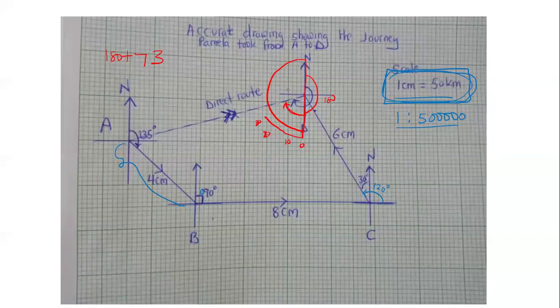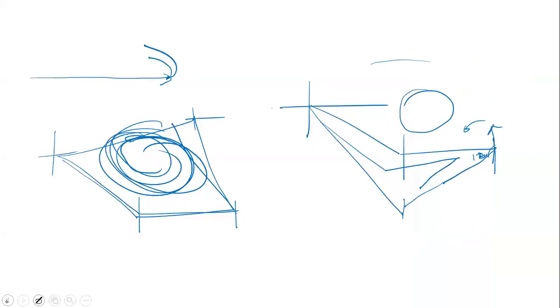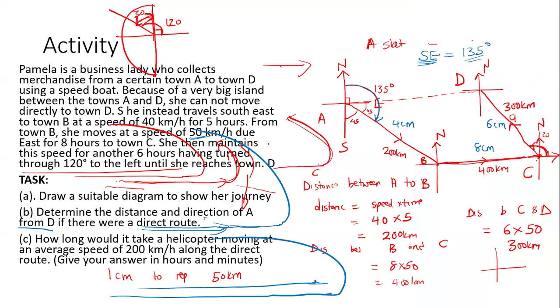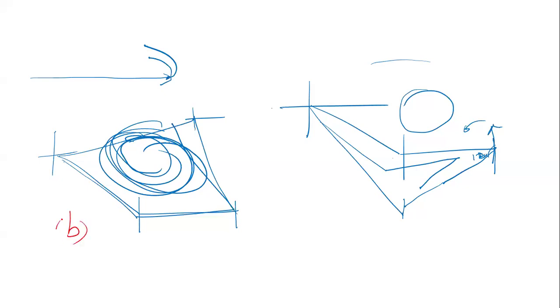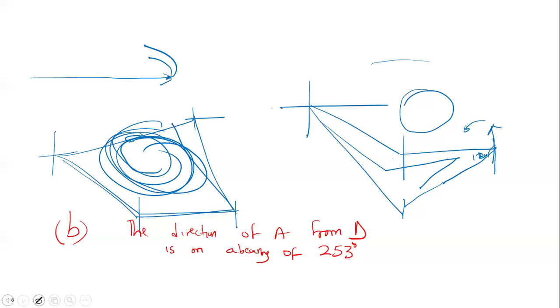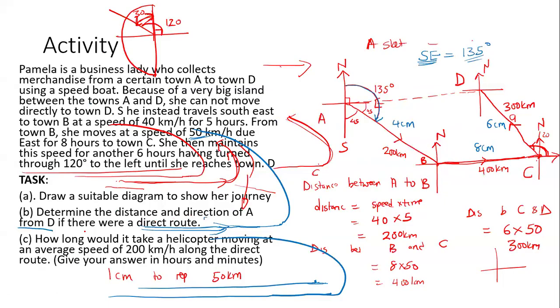253, Teddy, 253. Good. Now I'm going to come back here on my question. I say part B. Please don't forget to label clearly, keep on labeling on your question. Part B. Then you say that the direction of A from D is on a bearing of 253 degrees.